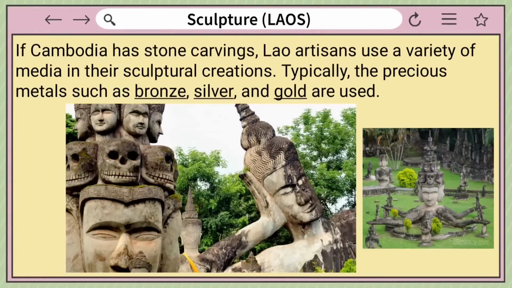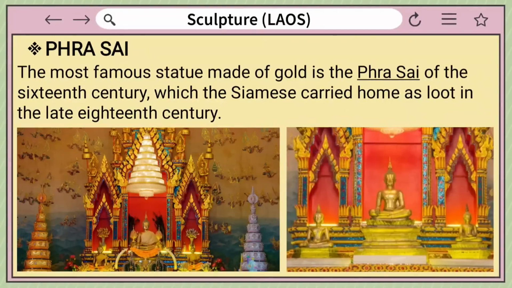If Cambodia has stone carvings, Lao artisans use a variety of media in their sculptural creations. Typically, the precious metals such as bronze, silver, and gold are used. Let's now discover the sculpture in Laos. They have what they call Phra Sai. The most famous statue made of gold is the Phra Sai of the 16th century, which the Siamese carried home as loot in the late 18th century.